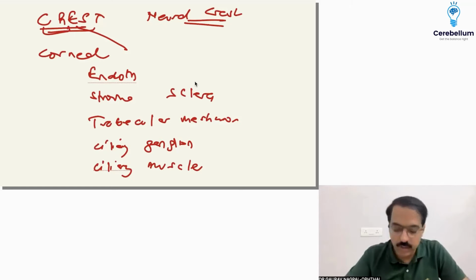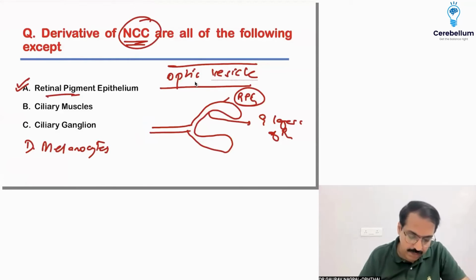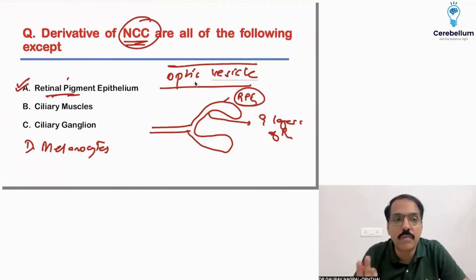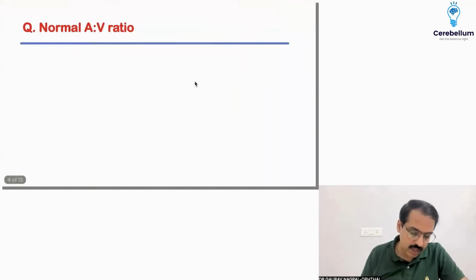Dr. Sahil, we are coming to macular dystrophy also. But let us first do this question, NCC. So retinal pigment epithelium is coming from the neuroectoderm. It is not coming from the neural crest. That is very, very clear.